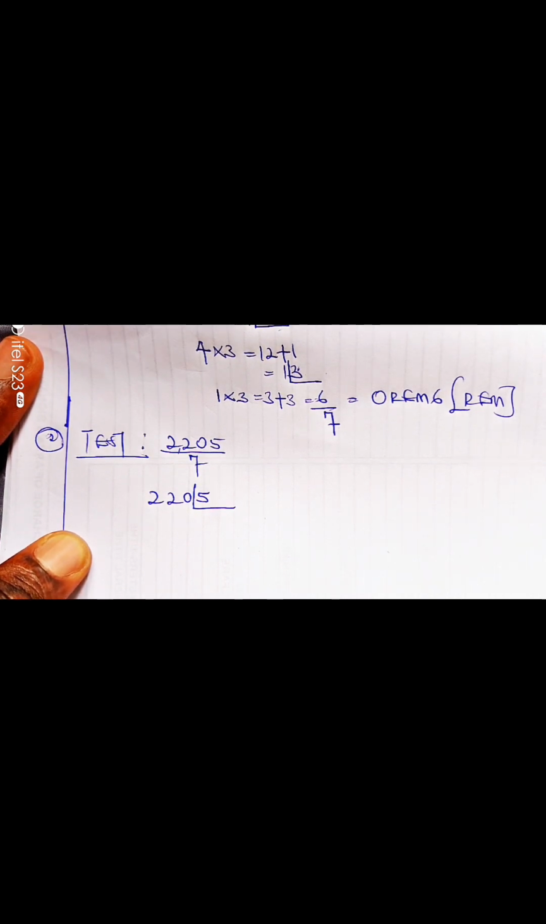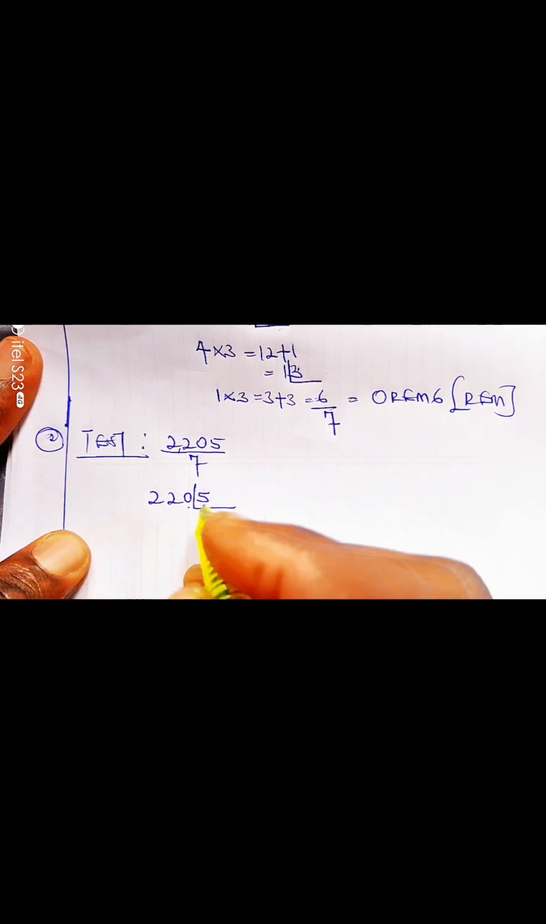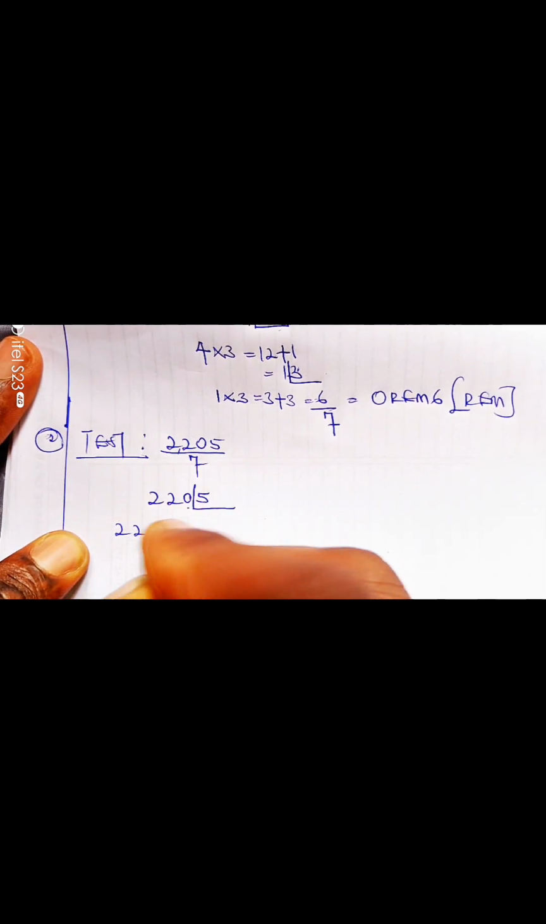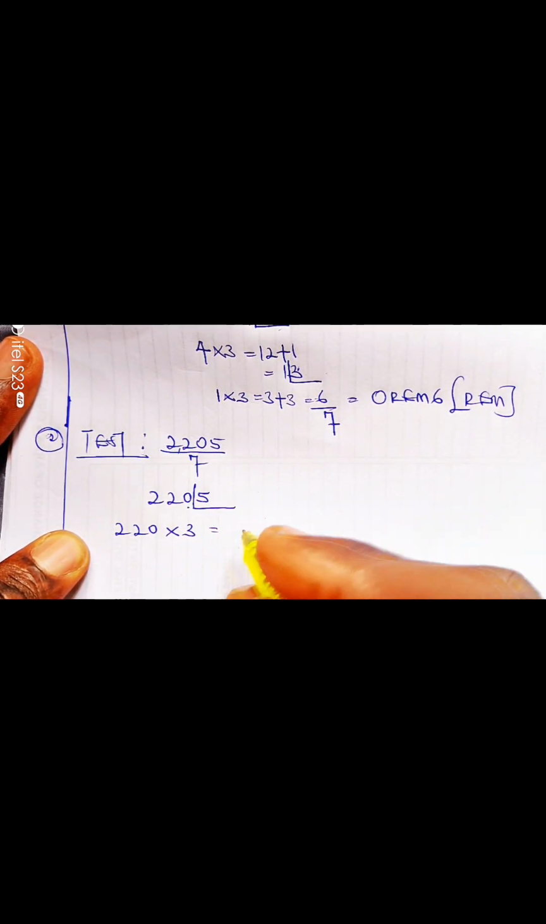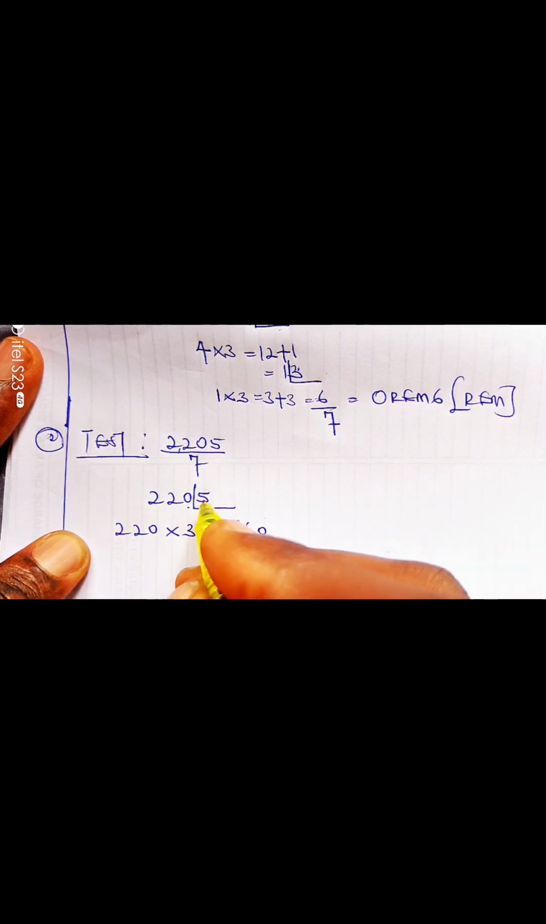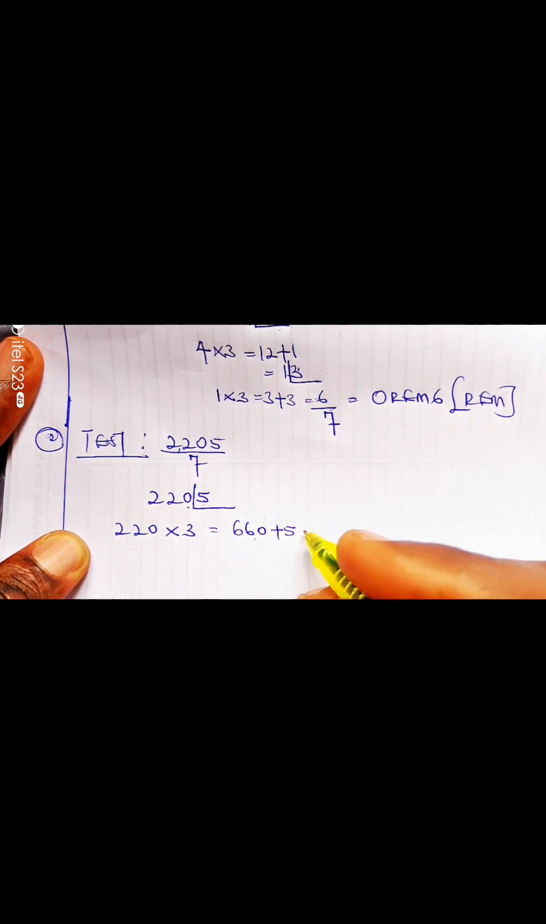So the next thing you do is to write down the digits left in front. 220, you times it with 3. 220 times 3 is 660. Now once I'm done getting that, I will add the last digit that I marked off to it. 660 plus 5 is 665.